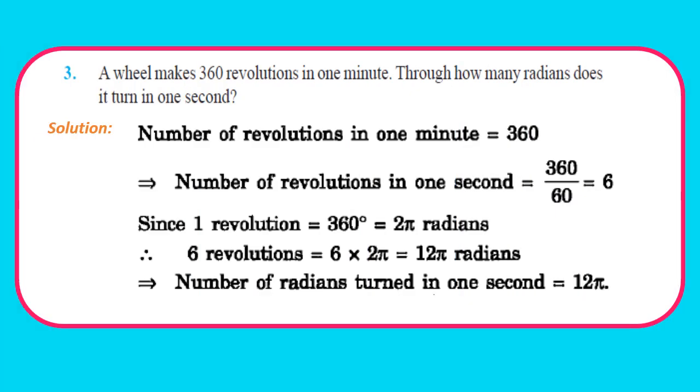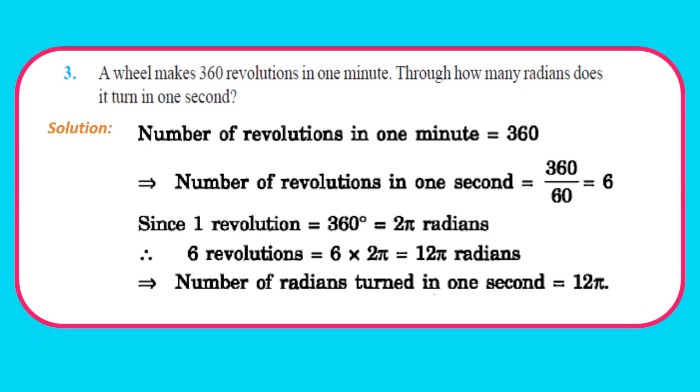Next is question number 3. A wheel makes 360 revolutions in 1 minute. Through how many radians does it turn in 1 second? So the number of revolutions in 1 minute is given, 360. So number of revolutions in 1 second, what? Divided by 60, so it will be equal to 6. So in 1 second the number of revolutions is 6.